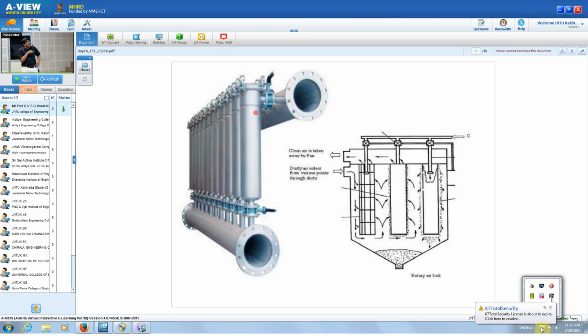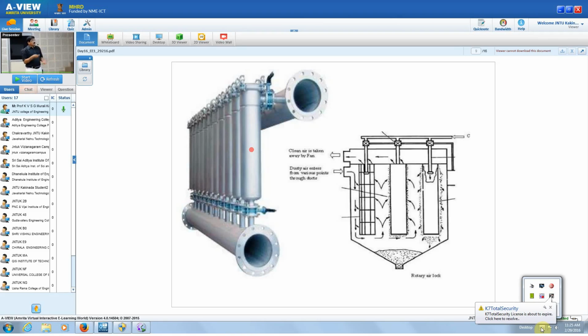The entire perimeter is pi into D. D is 0.3 meter here, about 1 foot diameter. So pi into D is into L. This bag length is 6 meter. So what is the area through which the gas passes? It is pi into D into L. That is the area available for each bag.